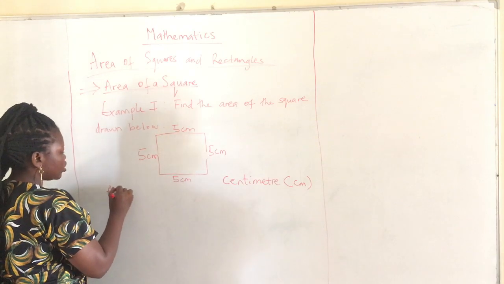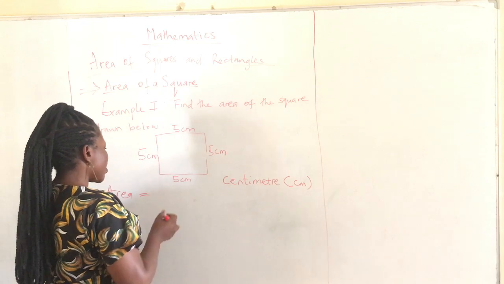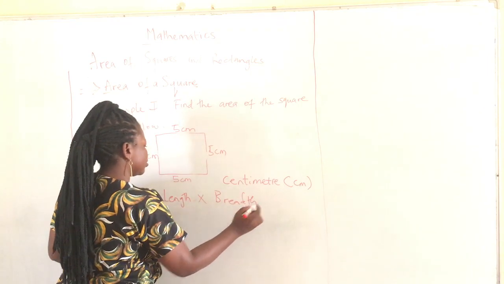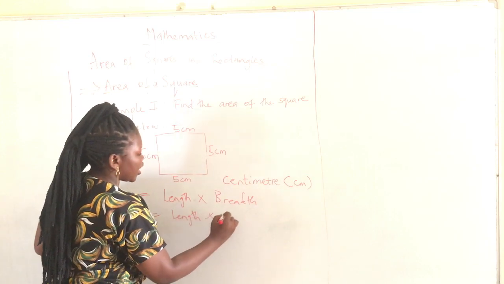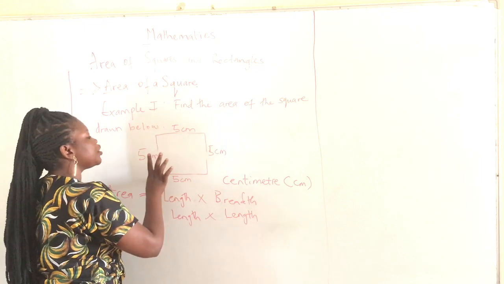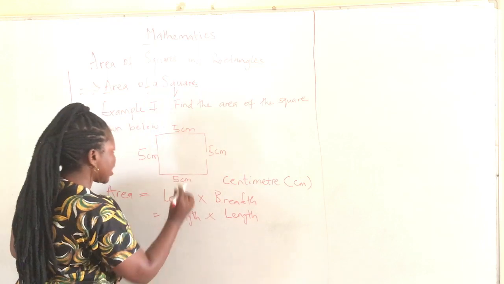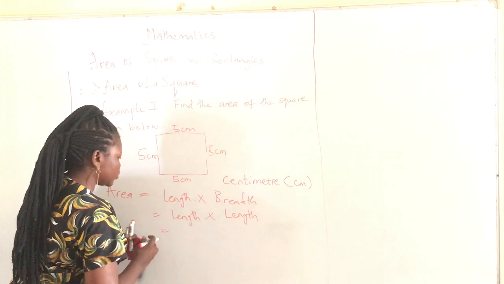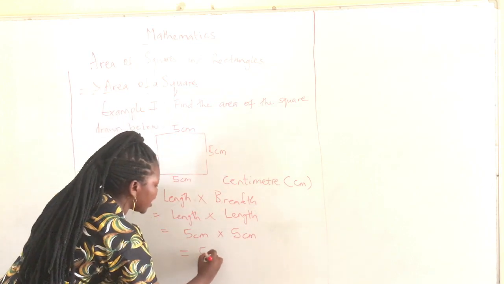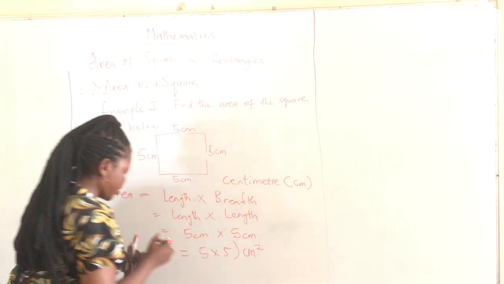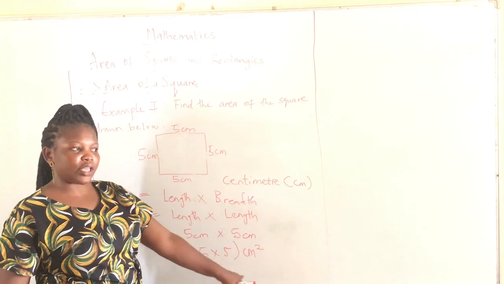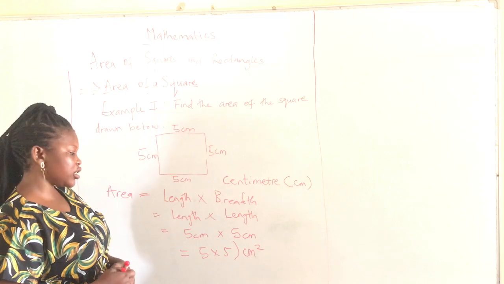So, for the area of this square, using direct multiplication, we have length times breadth, which is also equal to length times length. Remember, a square has four equal sides, so each of the sides could be the breadth or the length. And we have that the length is 5 centimeter times the breadth is also 5 centimeter, which is simply 5 times 5 in centimeter square. Remember I said area is measured in centimeter square or in meter square, depending on how the length was given.